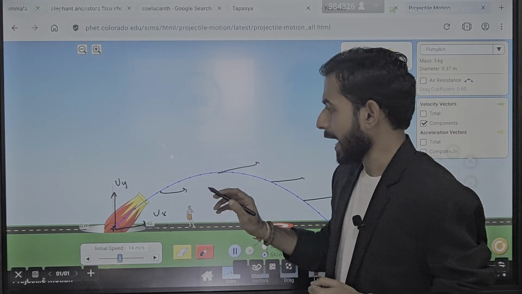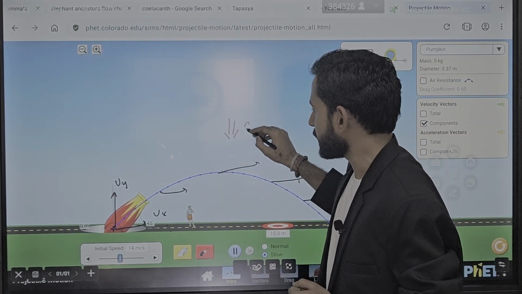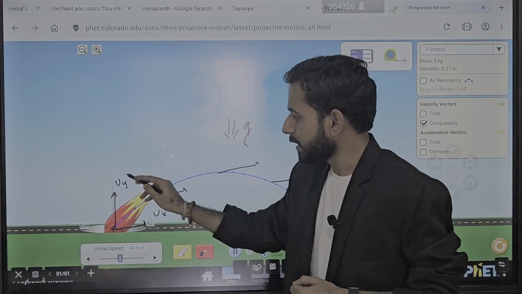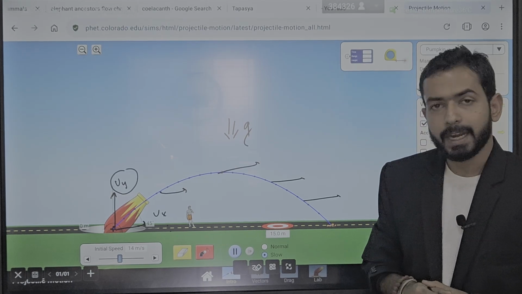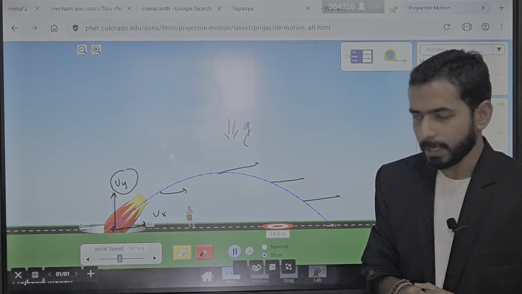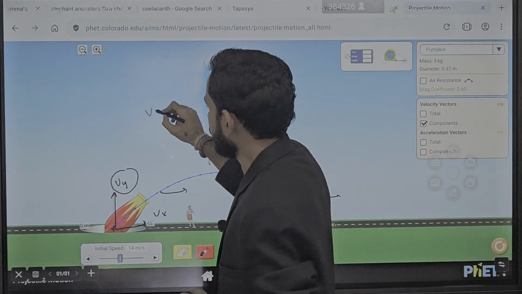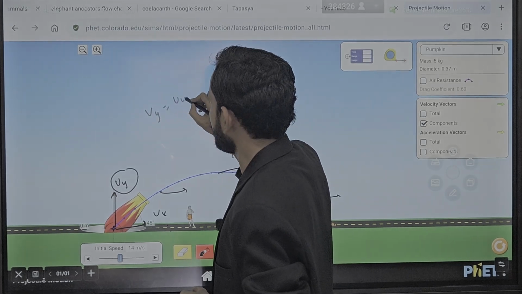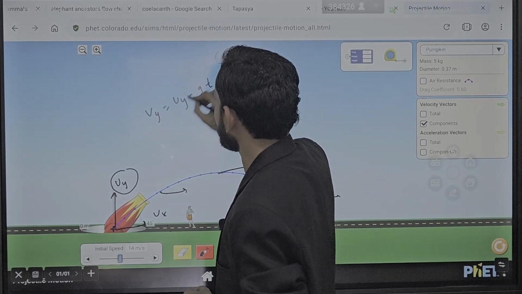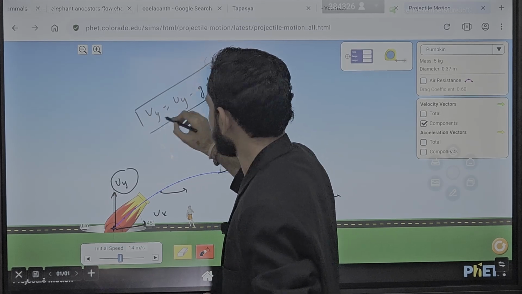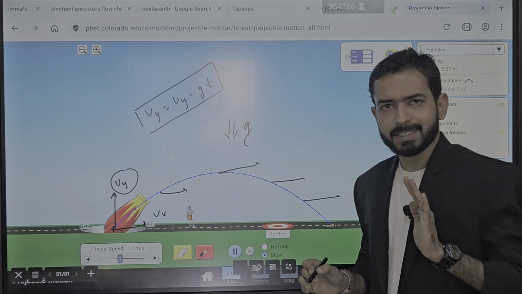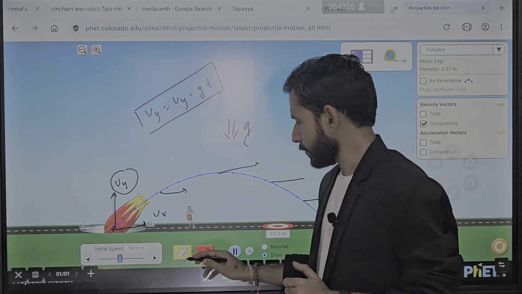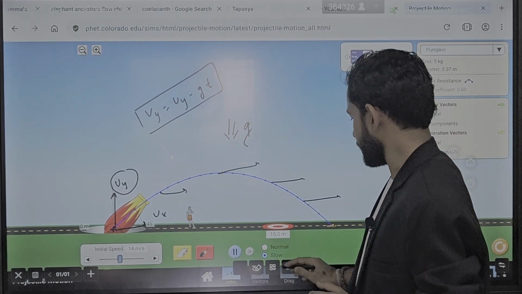But in the y direction, as we know, there is acceleration in the downward direction, so this component of velocity, going in the perpendicular vertical direction, changes with time. The relation is Vy equals Uy minus g t. You can see clearly that it is varying with time. We will discuss these things in a lot of depth; as of now, we are just getting a feel of projectile motion. So let's remove this.